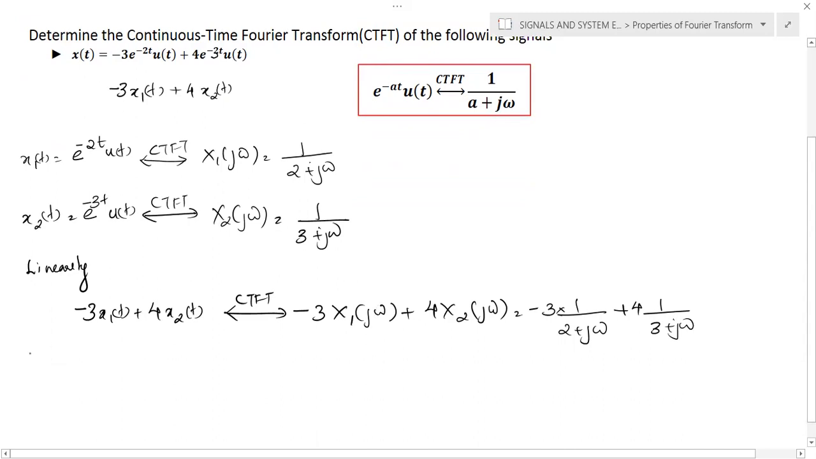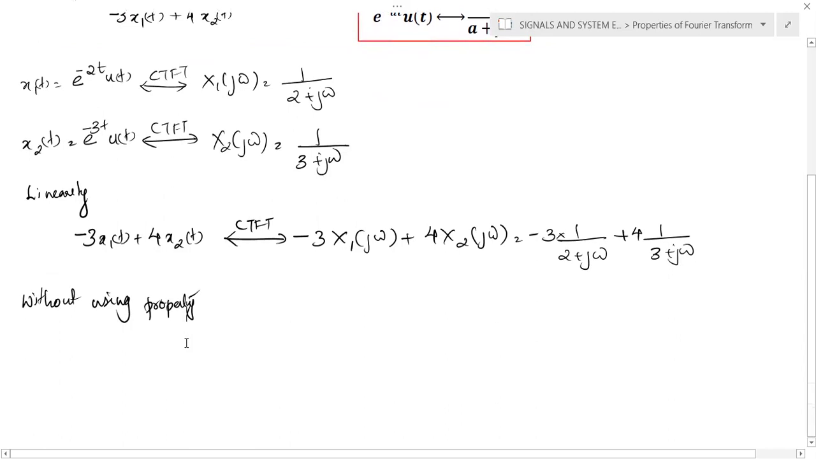And without using the property, we'll see how we can solve this particular problem. If you are not using this property, we need to find the Fourier transform of the signal. So in place of x of t, it's minus 3 e raised to minus 2t into u of t plus 4 into e raised to minus 3t into u of t, into e raised to minus j omega t dt.